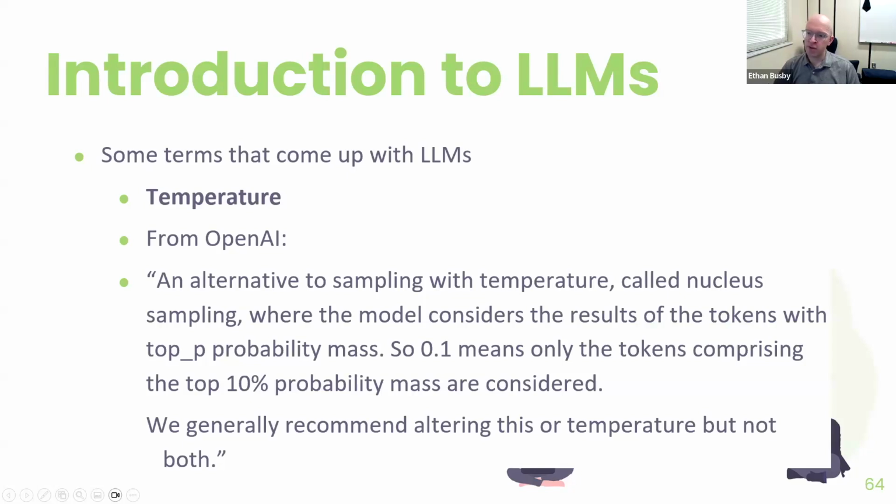This is another statement from OpenAI. It says an alternative to sampling with temperature, called nucleus sampling, where the model considers the results of the tokens with the top P probability mass. So this is a different parameter you can set instead of temperature that accomplishes many of the same things. So if you set this characteristic of the model to a value of 0.1, it means only the tokens comprising the top 10% probability are considered. That is to say, you're narrowing where it focuses in its responses and generations on what part of the word distribution that it produces.